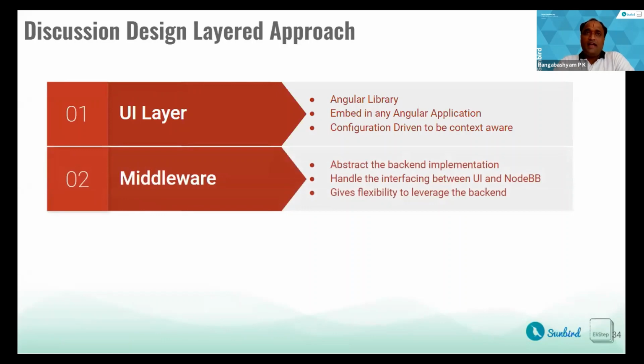And the whole objective of the middlewares is to make sure that we abstract the implementation of the backend discussion forum. Some of the specifics of the NodeBB requirement are handled by the middleware, and it also gives us the flexibility to leverage the backend to the full, right? We might implement some caching, we might implement some session management. Everything is handled in the middleware, and this is written as a Node.js application.